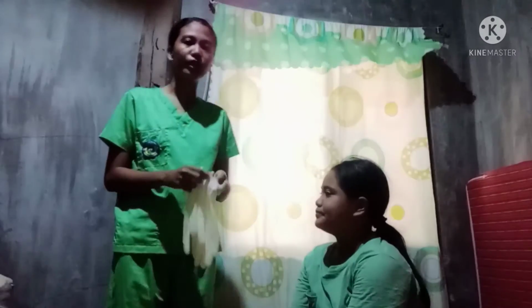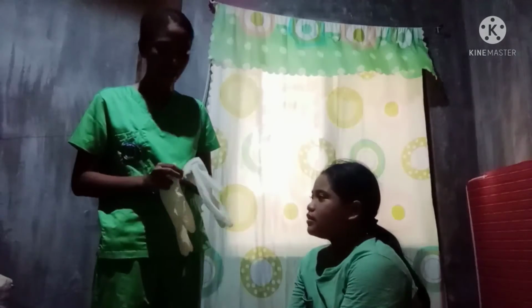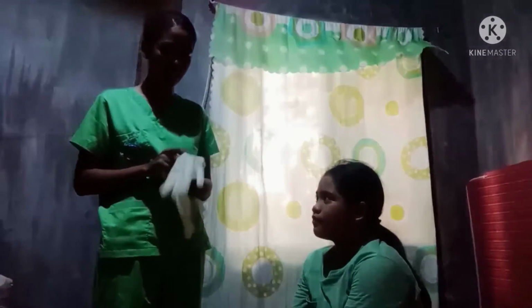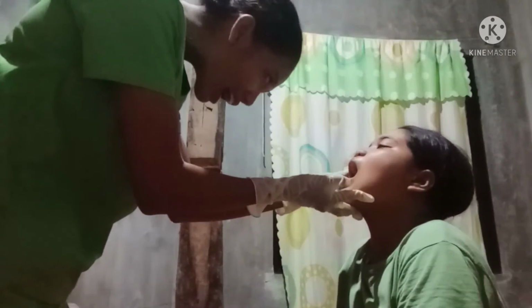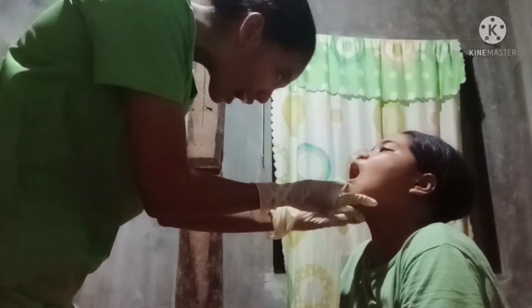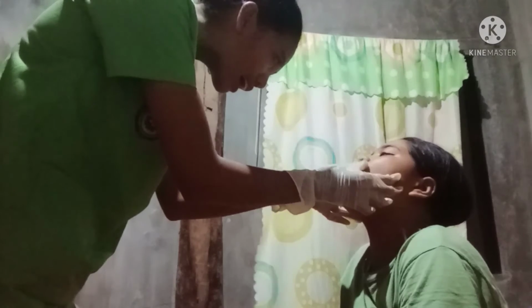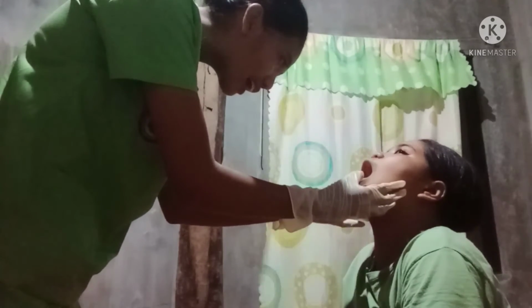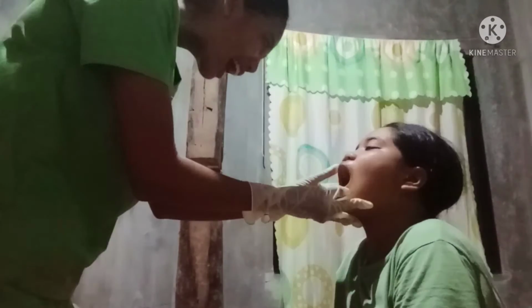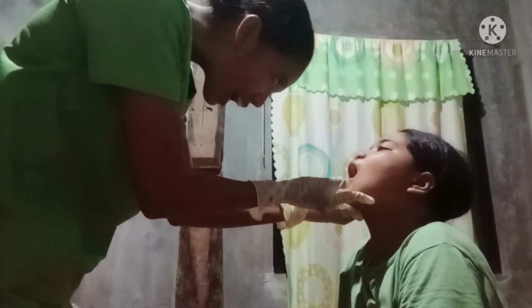Next, perform hand hygiene. Wear gloves or clean gloves if necessary. Inspect lips, oral mucosa, hard and soft palates, gingivae, teeth, and salivary gland openings by asking the patient to open the mouth wide using a tongue blade and pen light.